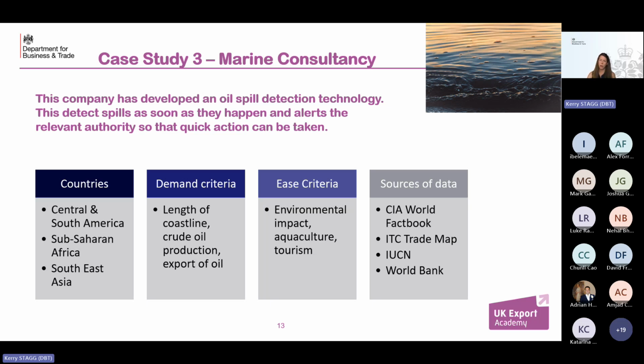So obviously places where oil is leaving ports and there's the potential for the spills to happen. And then in terms of ease criteria, that then focused a bit more around the potential environmental impact. So, impact on the local wildlife and so on, but also on aquaculture and tourism as well. So our sources of data were the CIA World Factbook, ITC Trade Map, the IUCN, the International Union for the Conservation of Nature, and also the World Bank, which I realise features quite a lot in these.